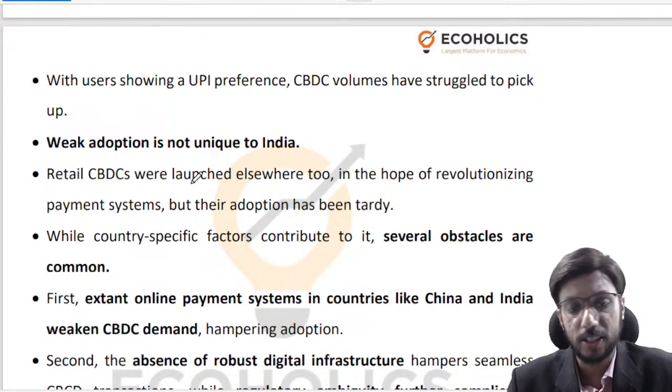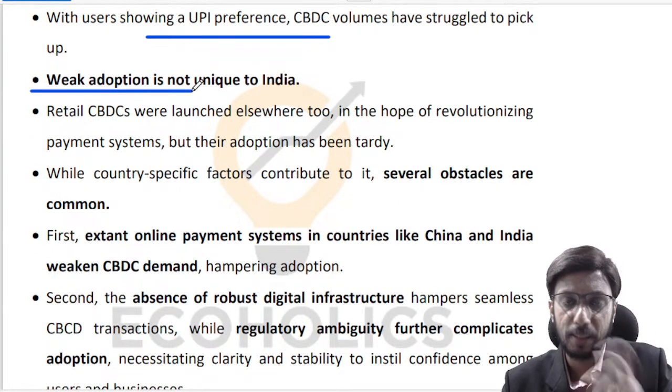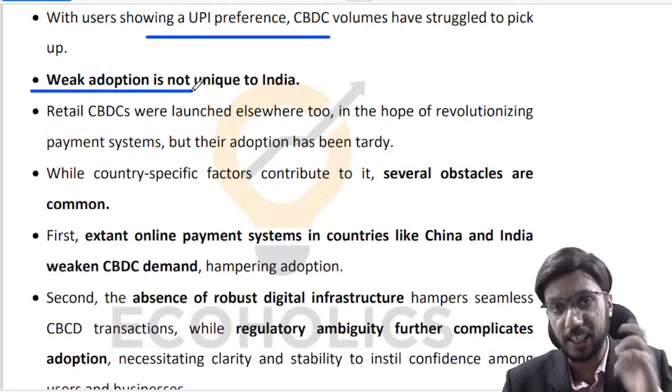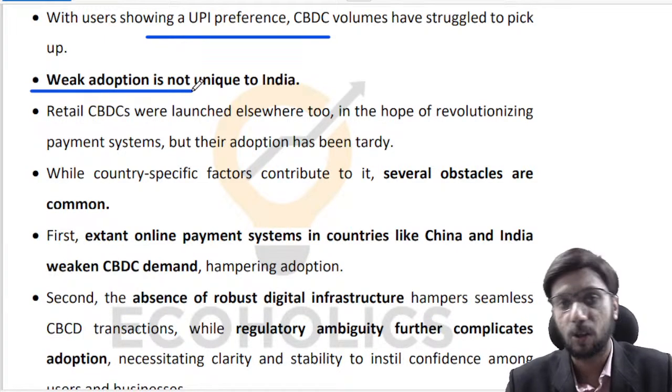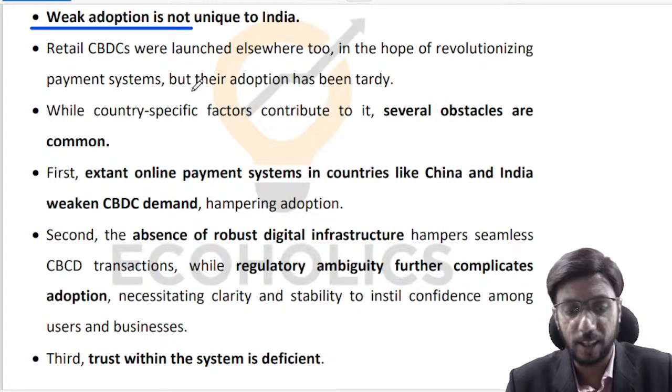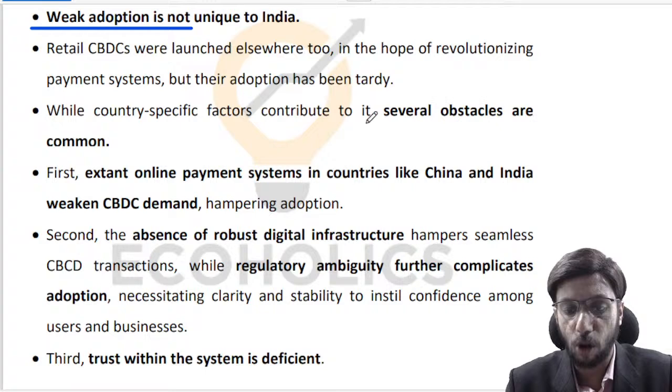You have no obvious reasons to move to e-rupee. So there is a clear preference for UPI. And this weak adoption of any kind of a CBDC, particularly a retail CBDC, is not a problem specific to India. Other countries are also facing similar challenges, whether it is China or any other country which has introduced CBDC. Several common obstacles exist.